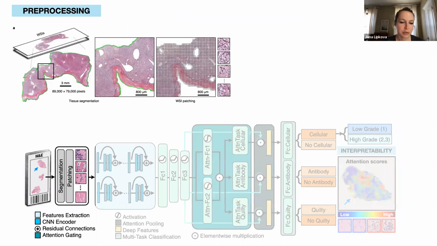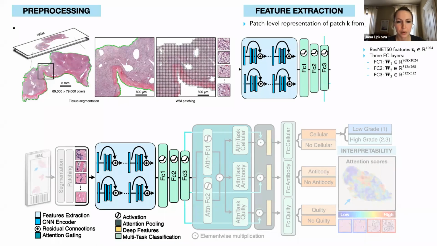So the first step of the model, it's just high level, so just skip and ask questions whenever you want. So the first step is we take the whole slide image, we segment the tissue, and we divide the tissue into patches. Then we extract features from the patches. We use ResNet that was pre-trained on ImageNet to extract features from individual patches, and then we have 3 fully connected layers to fine-tune the features a bit more.